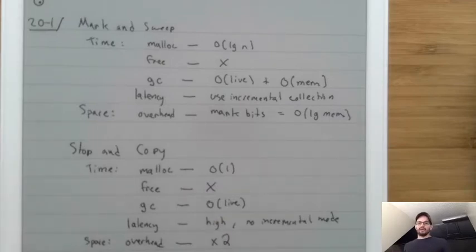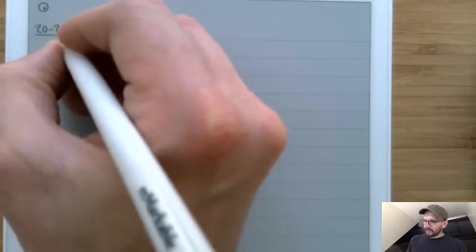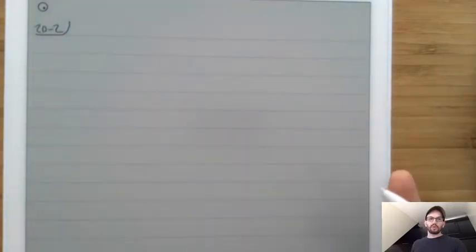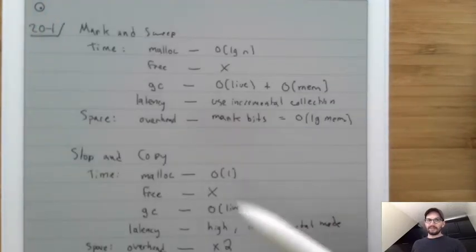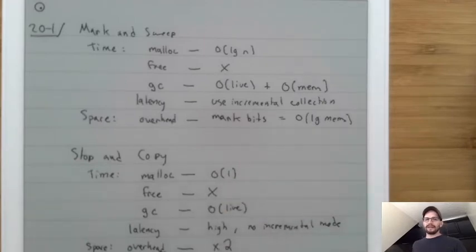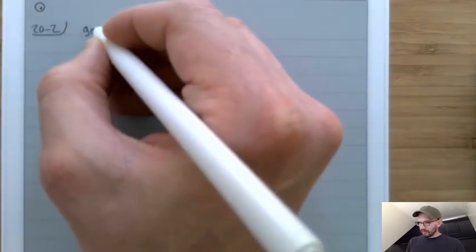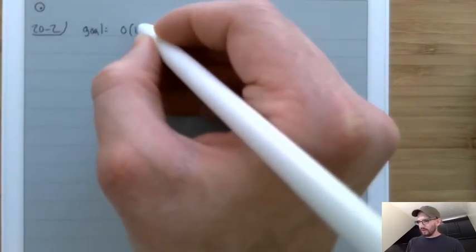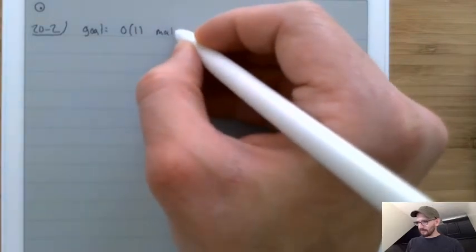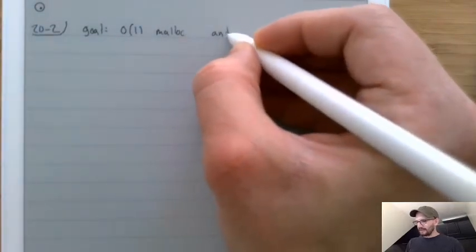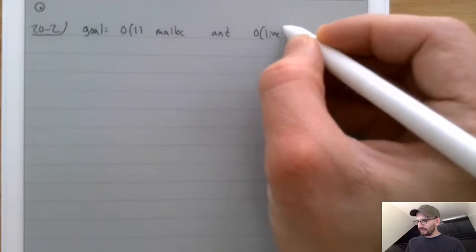Let's think about how it can work, and then we'll walk through the algorithm. What I'd like to do is start from what our goal is, our goal being the speed, and then we'll derive an algorithm, and we'll see why that algorithm has this space overhead. So our goal is O(1) Malloc and O(live) GC.